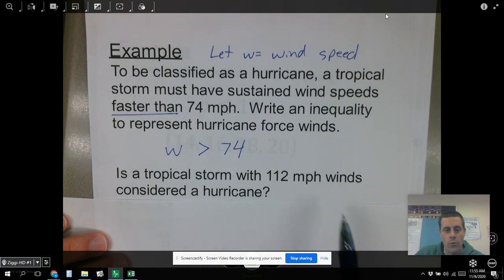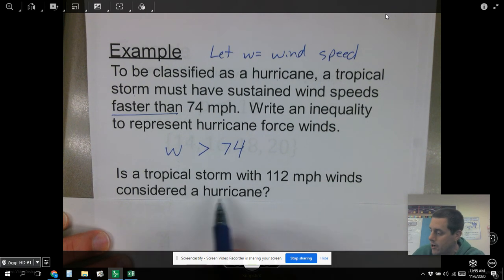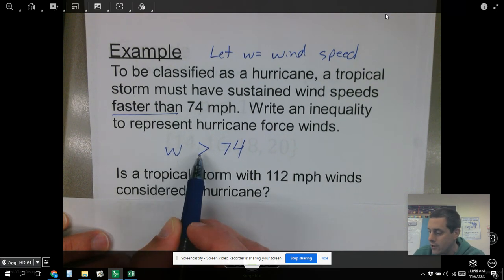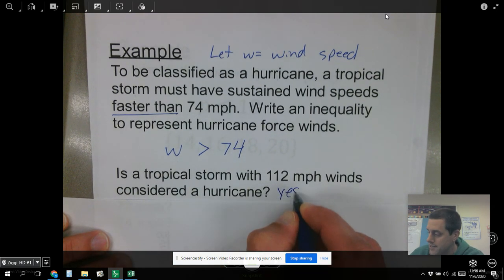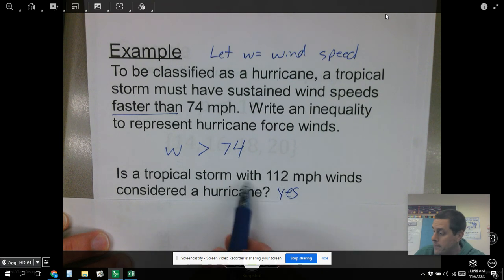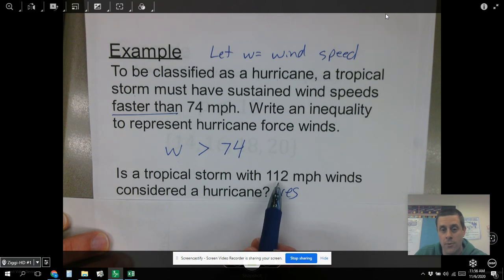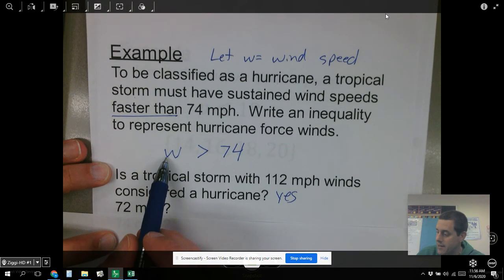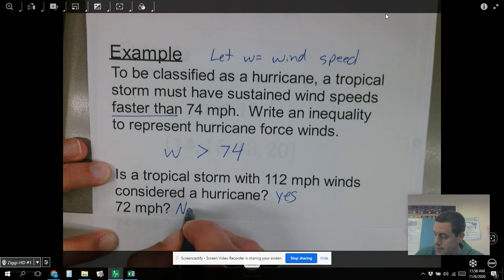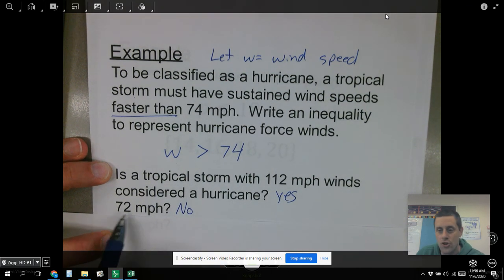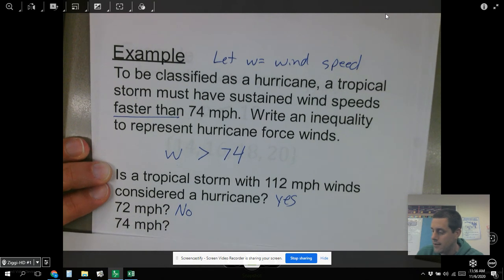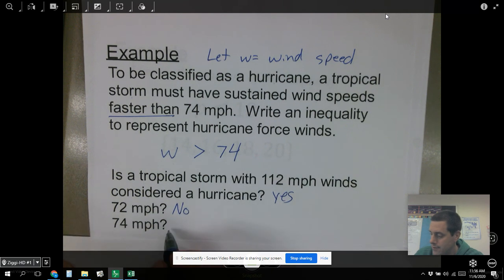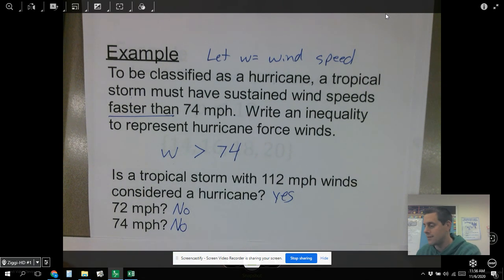Is a tropical storm with 112 mile per hour winds considered a hurricane? If I take that 112 and plug it into W, is 112 greater than 74? Yes, it is. So if a tropical storm had wind speeds of 112 miles per hour, it would be considered a hurricane. What about 72 miles per hour? Is 72 greater than 74? No, it is not. It would not be a hurricane. It is not a solution to this inequality. Finally, 74 miles per hour. Is 74 greater than 74? No, it is not. 74 is not a solution.